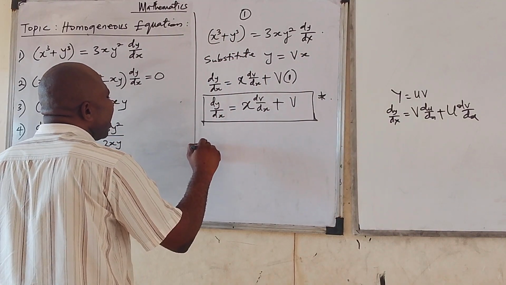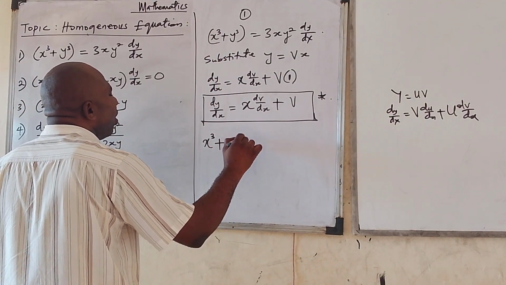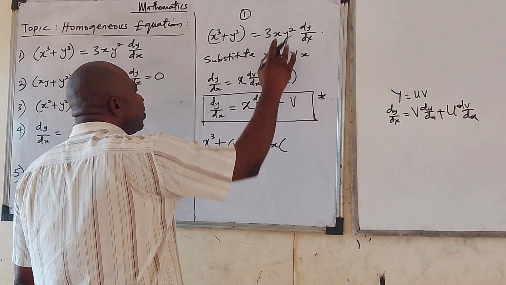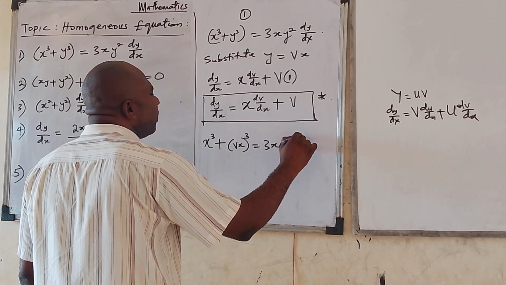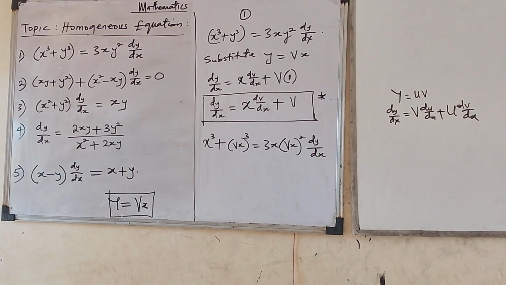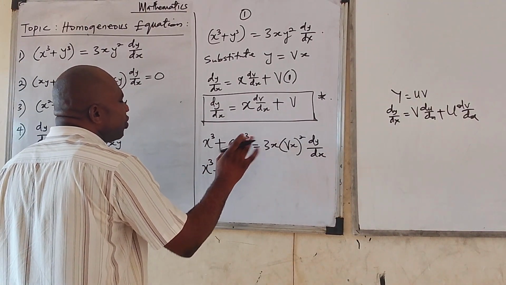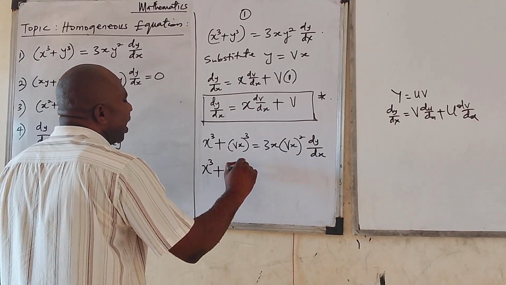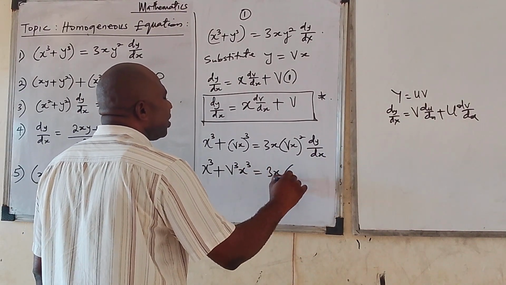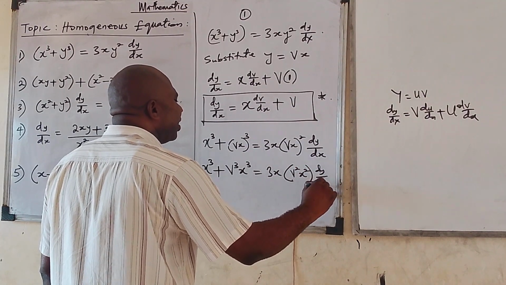So it means here we have x raised to the power of 3 plus the value of y here becomes vx all raised to the power of 3 is equal to, here we have 3x, y squared becomes vx all raised to the power of 2. Then here we have dy over dx. So it therefore means that x raised to the power of 3 plus vx raised to the power of 3 will give us v raised to the power of 3 and x raised to the power of 3. Now this will give us 3x in brackets, here we have v squared x squared, then dy over dx.